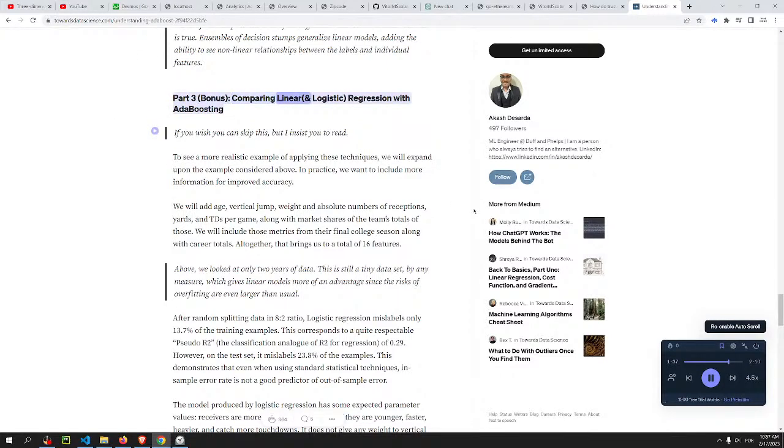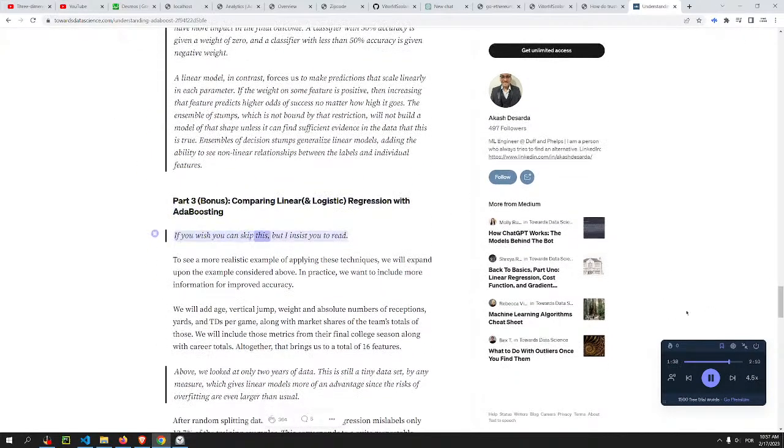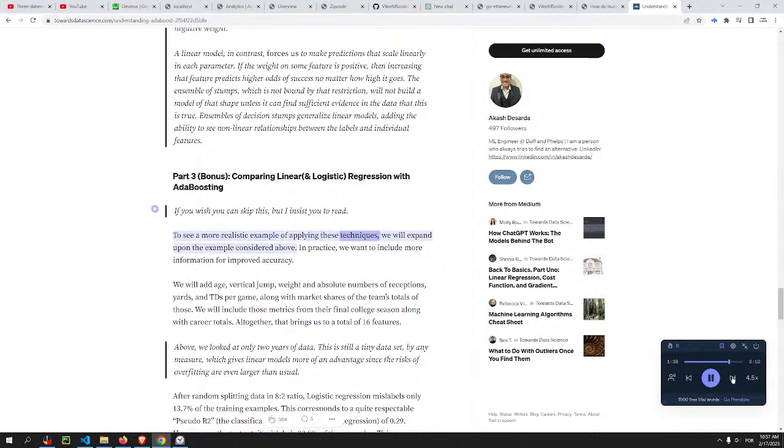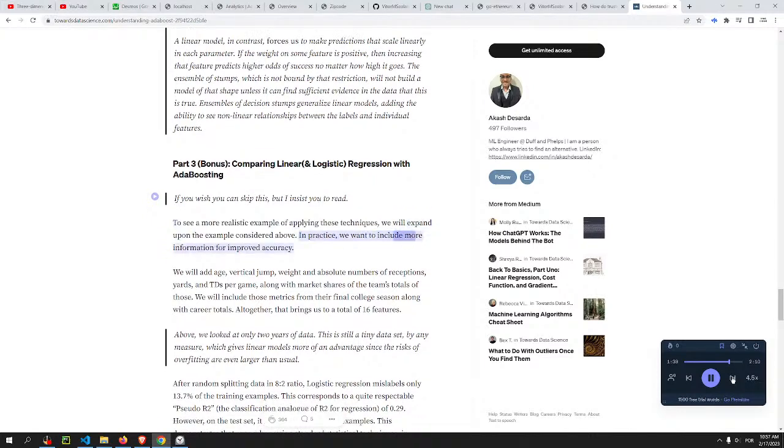Part 3, bonus: comparing linear and logistic regression with AdaBoosting. If you wish, you can skip this, but I insist you read it. To see a more realistic example of applying these techniques, we will expand upon the example considered above. In practice, we want to include more information for improved accuracy.